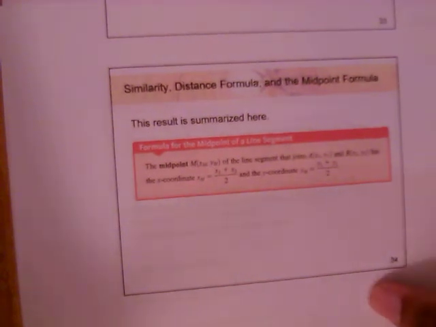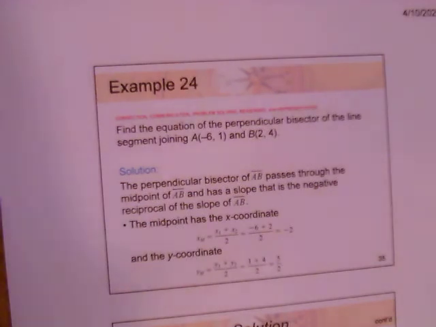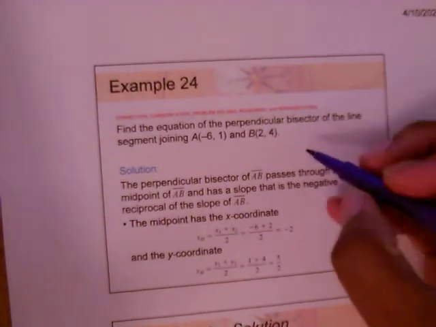Okay, now this next slide I'm going to show you has something to do with how to apply the midpoint formula. Find the equation of the perpendicular bisector of the line segment joining A, which is (negative 6, 1), and B, (2, 4). Now, the definition of a perpendicular bisector. Let's say you had a line segment like this.